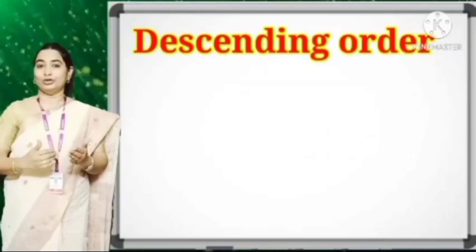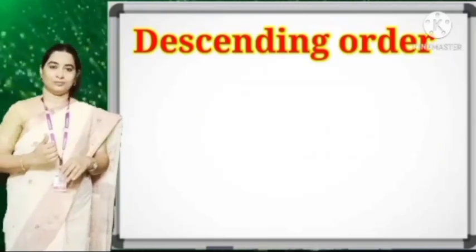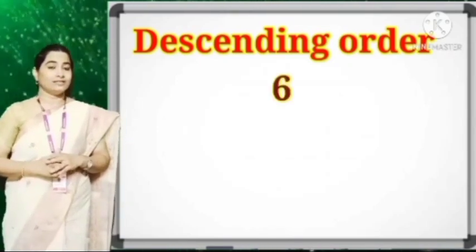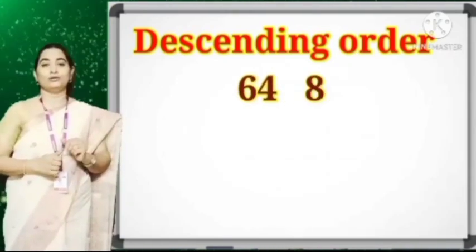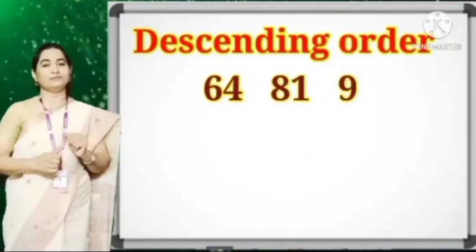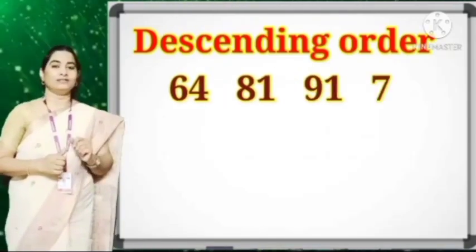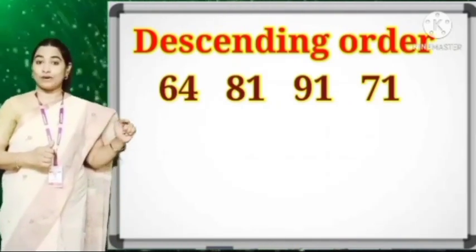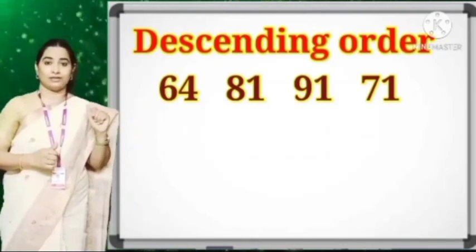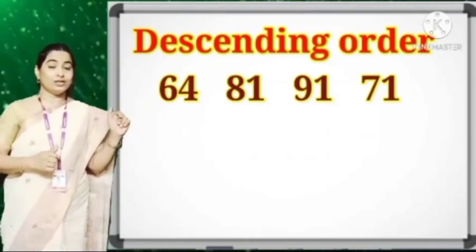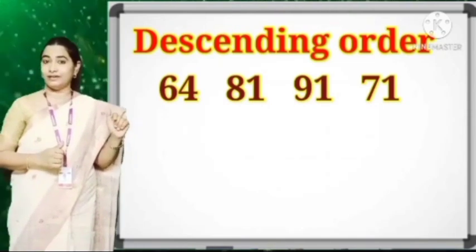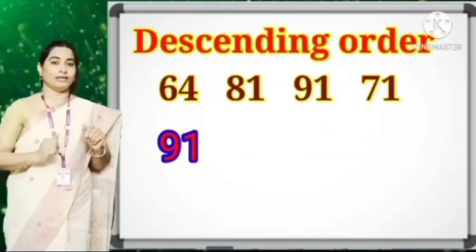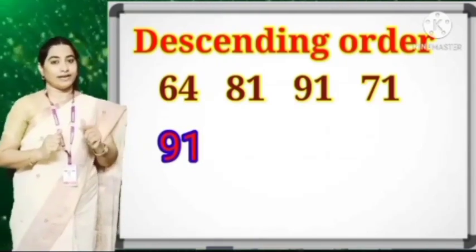Now we are going to see another example. So look at the numbers, children. Yes, it is 64, 81, 91, 71. Now we need to find the biggest number here. Look children, which is the biggest number here? Yes, the biggest number is 91. So take 91 and write first.